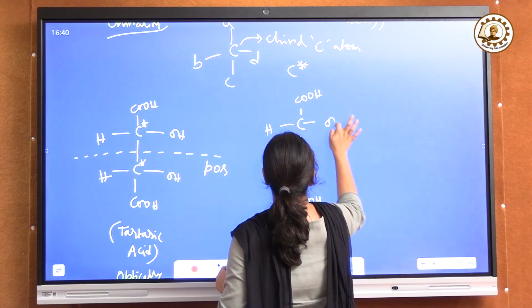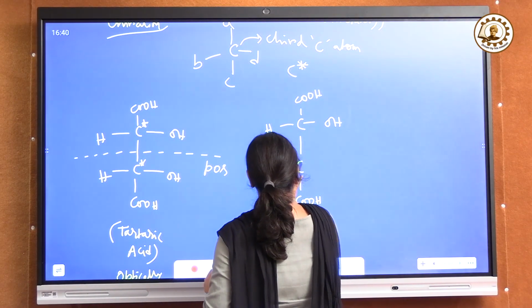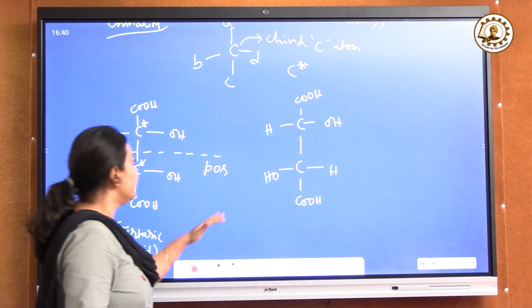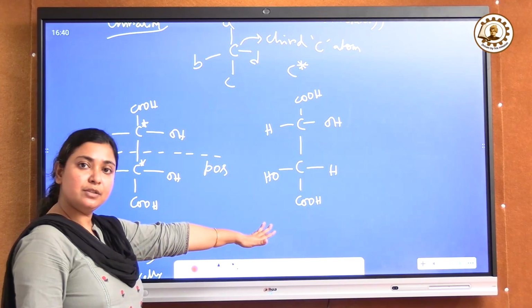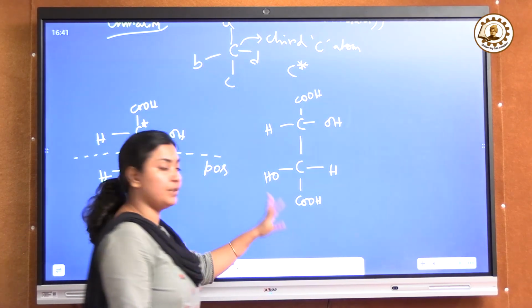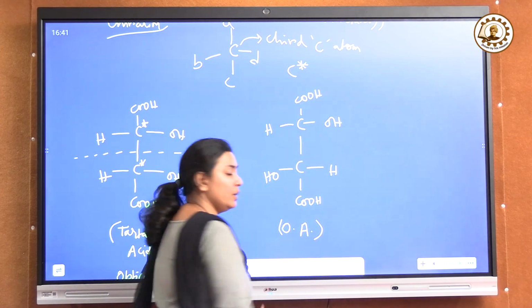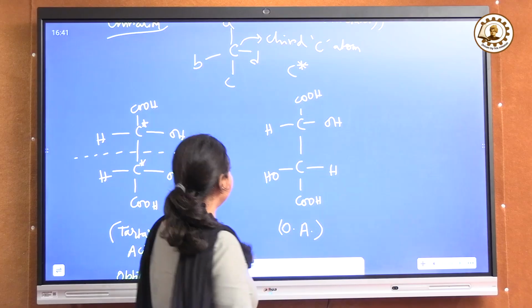Now, if we change the positions of the hydrogen and hydroxyl groups, what will happen? This is H, OH, HO and H. Now, there is no plane of symmetry. That means this form of tartaric acid is optically active.